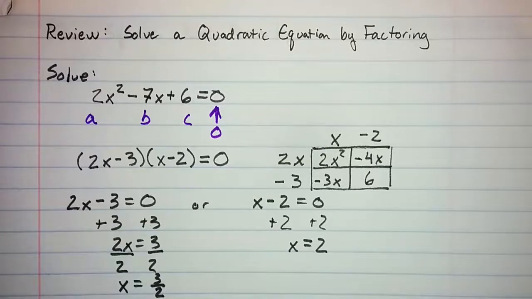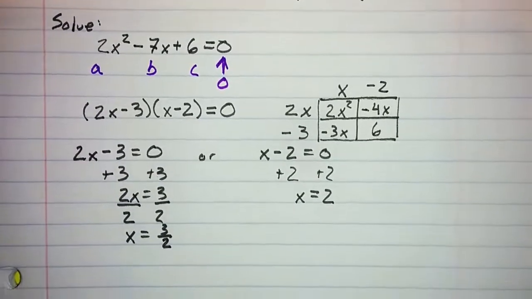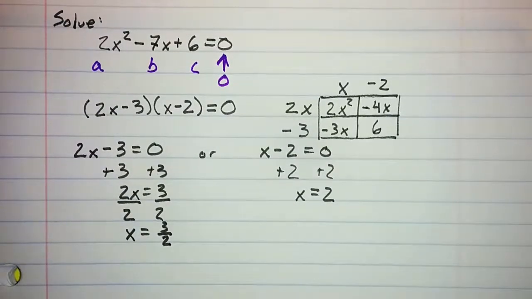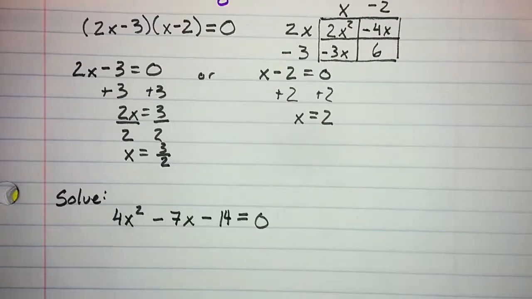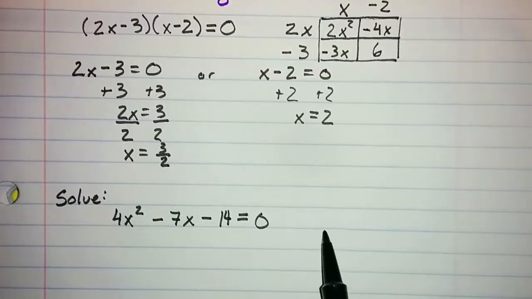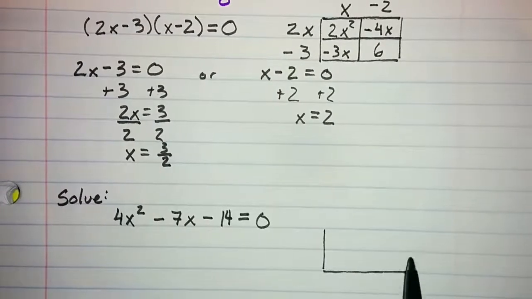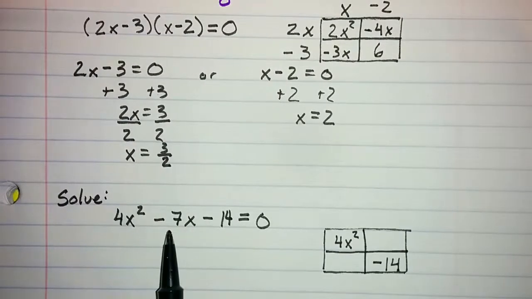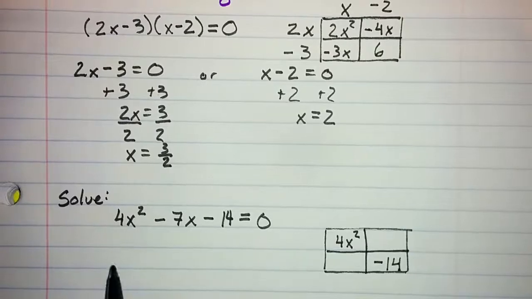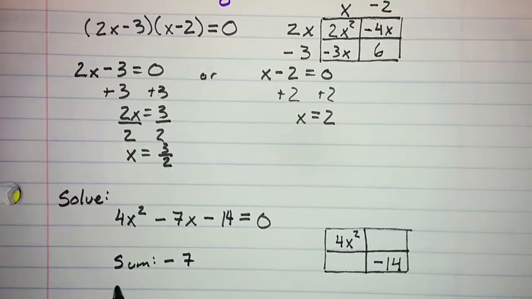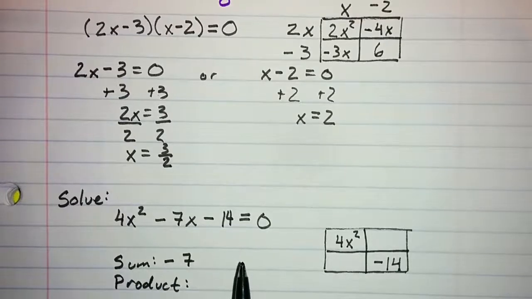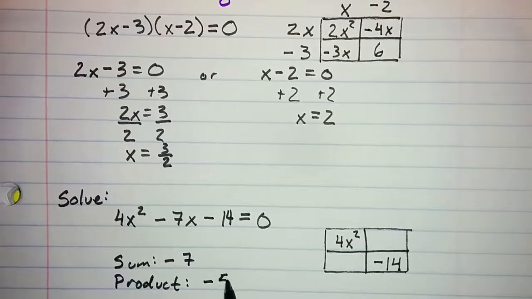Alright, so that's okay. But what if we wanted to solve this equation? 4x squared minus 7x minus 14 equals 0. In order to factor this, I need to split up that middle term, -7, using two numbers whose sum is -7 and whose product is 4 times -14, which is -56.